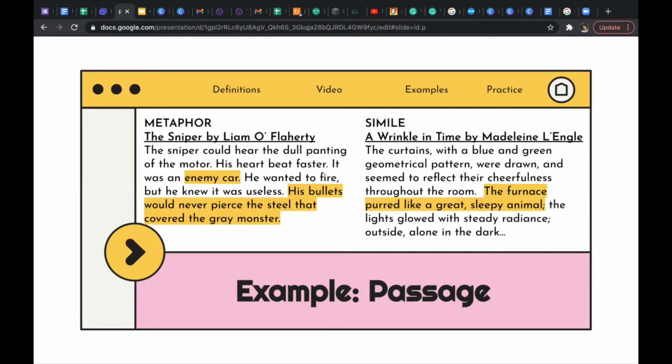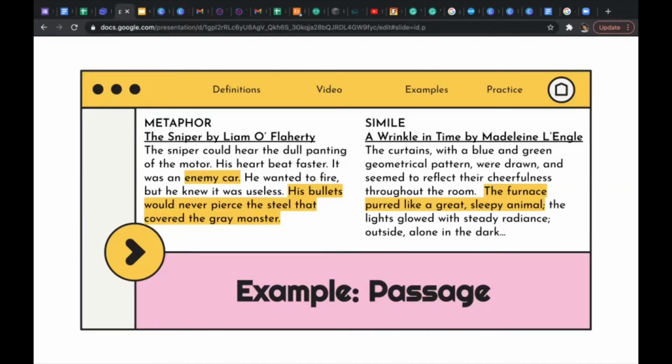So, if you notice in this metaphor, you kind of have to use context from the previous sentence to understand what the writer is talking about. So, in the third sentence, it was an enemy car. And then in the last sentence, it says his bullets would never pierce the steel that covered the gray monster. So the writer kind of replaced enemy car with gray monster. A car is not necessarily a monster, but that was their way of comparing the two.